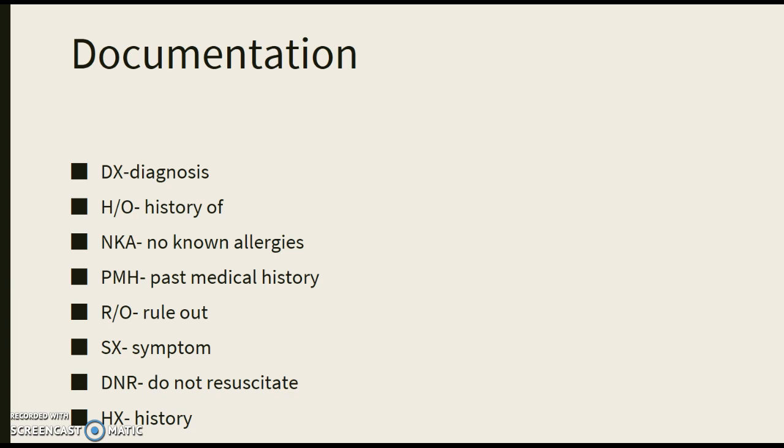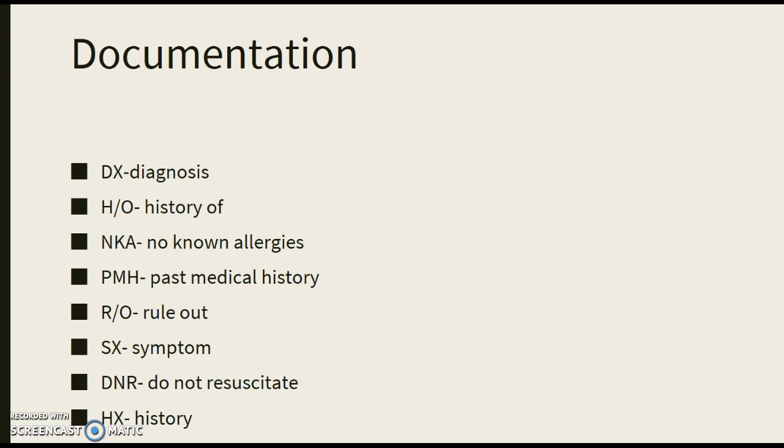R/O is rule out, so that means somebody's coming in with abdominal pain, rule out appendicitis. We're coming in with a problem and we think it's being caused by another problem and we want to rule that problem out. SX is symptoms, so that could be signs and symptoms. So if the patient's coming in with abdominal pain, their symptom is pain.